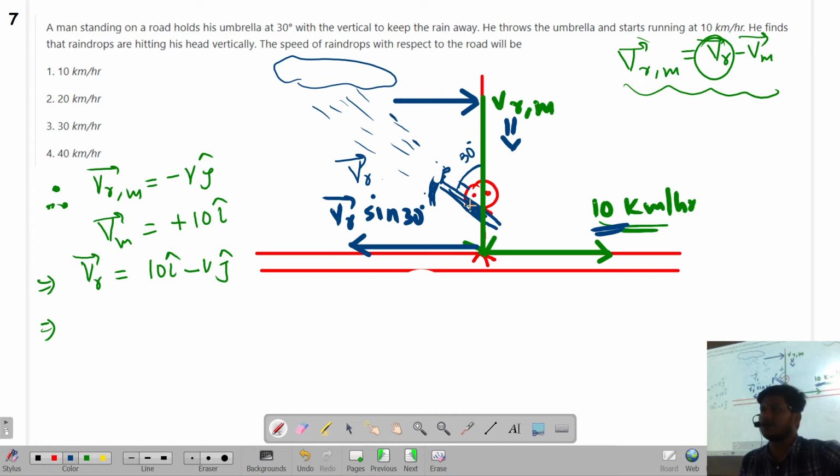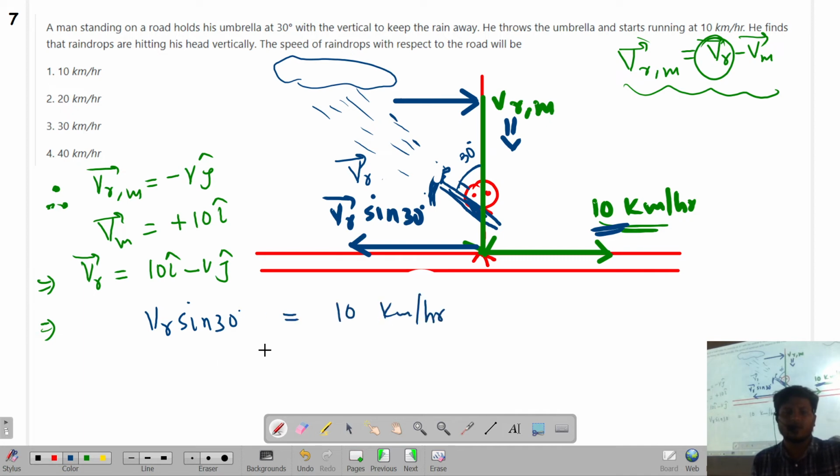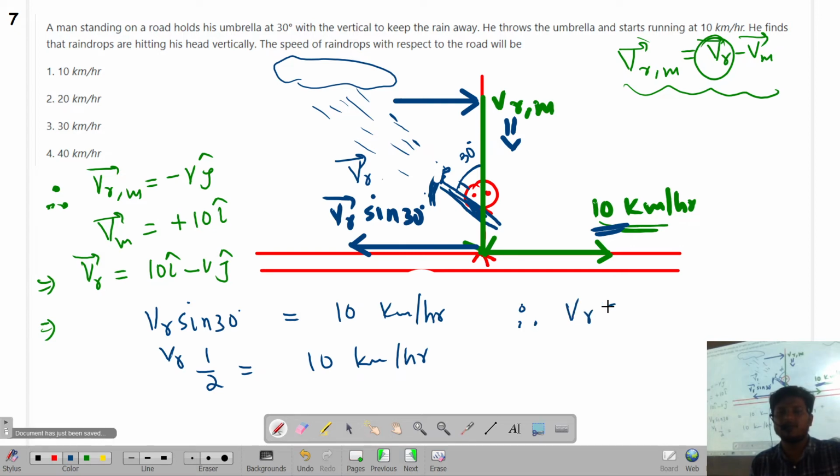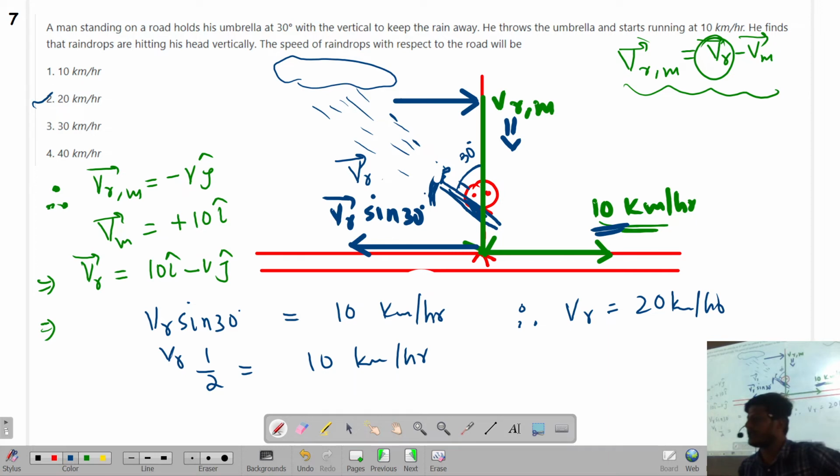We have formed that velocity of rain over here is making how much angle with the vertical? 30 degrees with the vertical. Got it or not? So I can write VR sine 30 degrees equal to 10 km/h, or not? Tell me yes or no. VR sine 30 is equal to 10 km/h. Sine 30 is 1 by 2, so VR by 2 equals 10 km/h. So what is the velocity of rain? 20 km/h. So which option is correct? Option B. Got it or not?